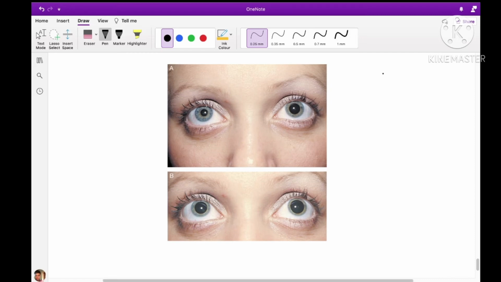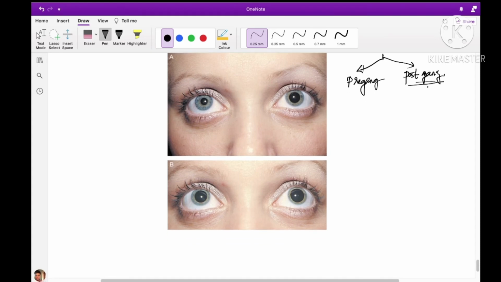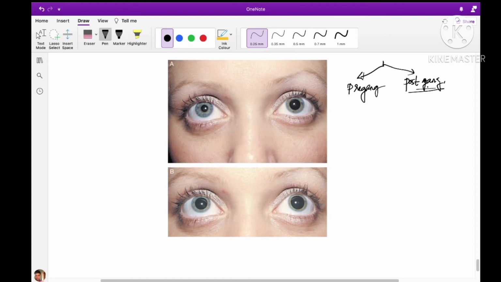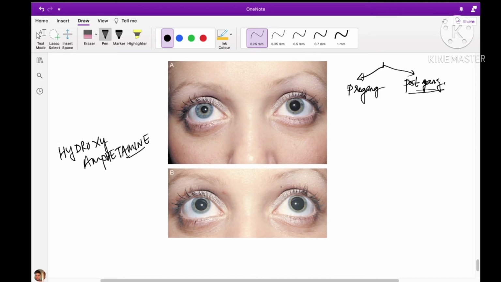or by using 4% cocaine. Now how can we localize the lesion, whether it is a preganglionic lesion or a postganglionic lesion? So here is an example picture. The test that we use is the hydroxyamphetamine test.